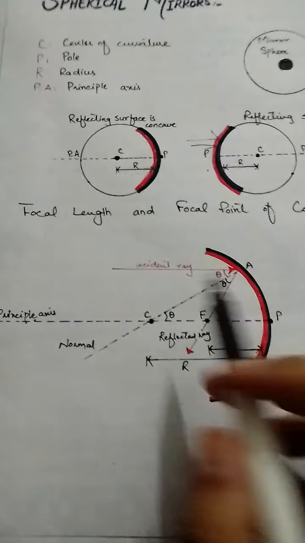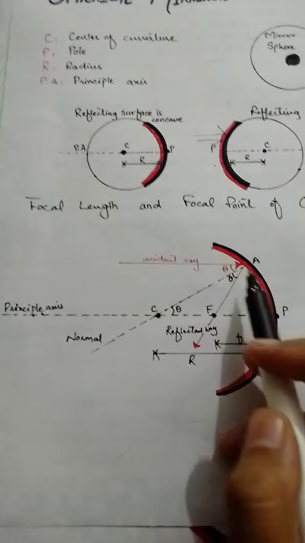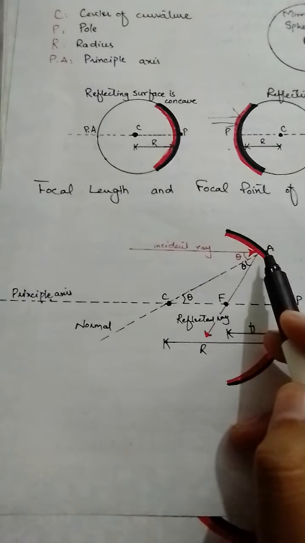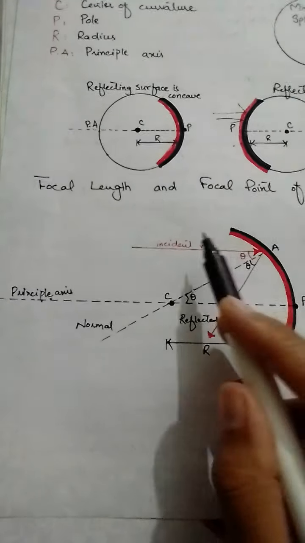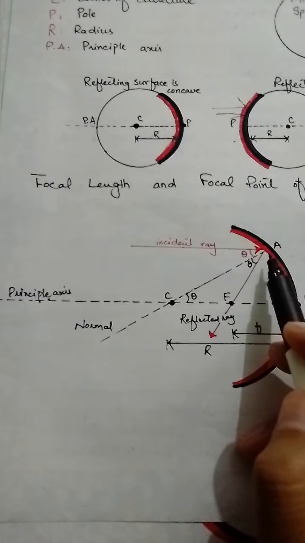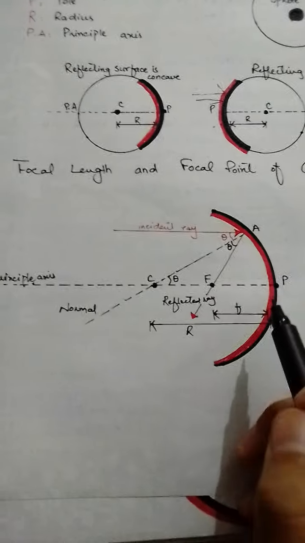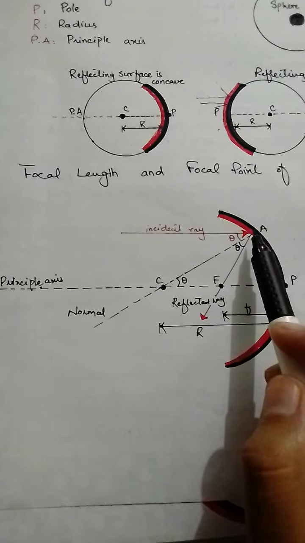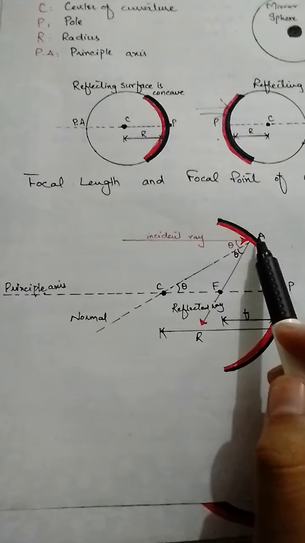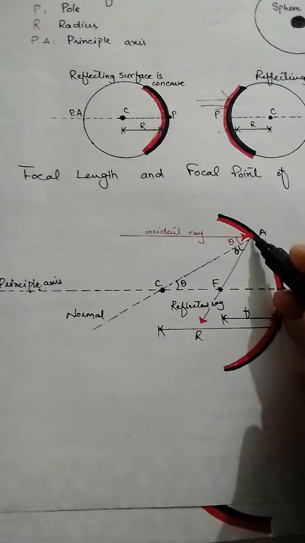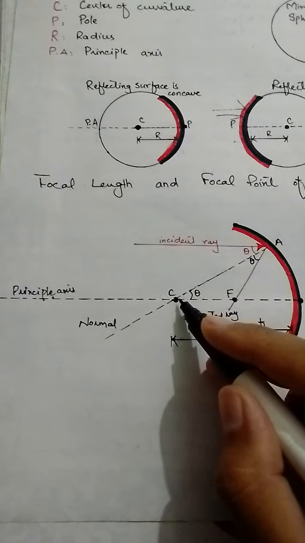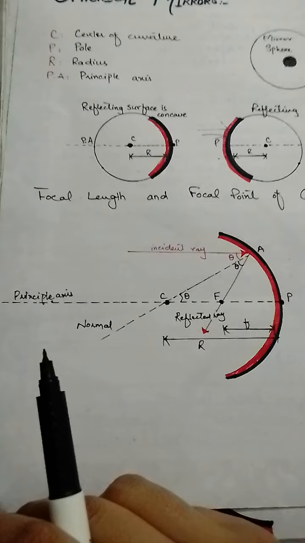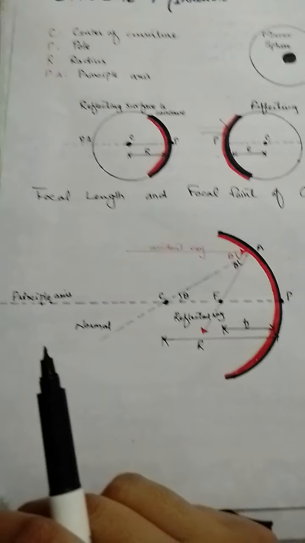If we take an incident ray, remember in practice we take this ray very close to the principal axis. But when we draw a diagram, for neatness, we just draw it a little further from the pole. When an incident ray falls on a certain point, let's say it's A, and gets reflected back and passes through the center of curvature. Now what exactly happens?